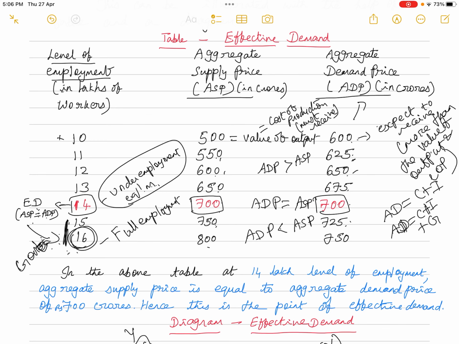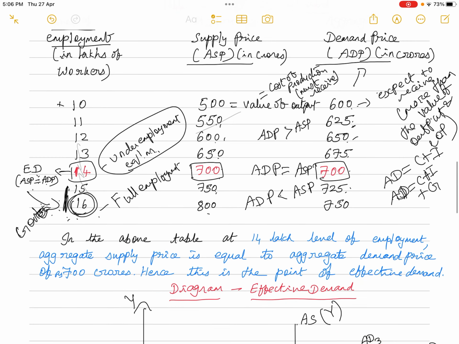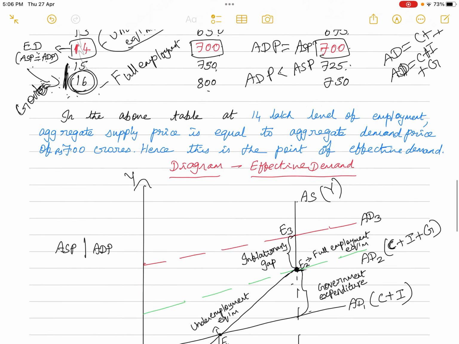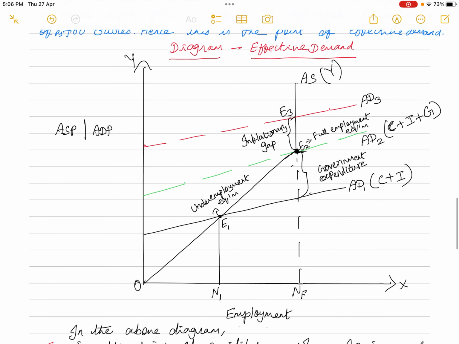Okay, so the same thing we have to explain in the form of a diagram also. Okay, so the explanation in the above table: at 14 lakh level of employment, aggregate supply price is equal to aggregate demand price of rupees 700 crores. Hence, this is the point of effective demand. All the other explanation I have given you orally. Okay. Now we will move on to the diagram of effective demand.